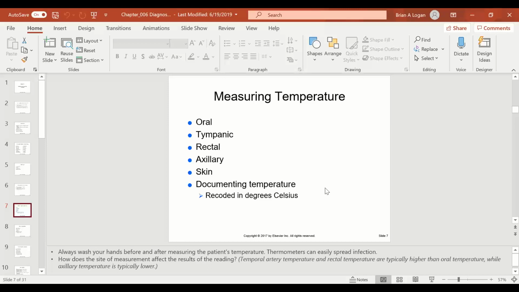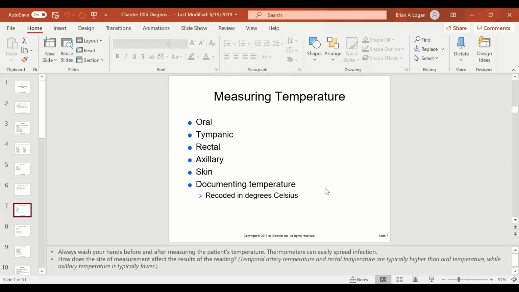And then whenever we document temperatures, we always record them in Celsius, which is another reason why we need to know those conversions. A lot of the instrumentation or the equipment is going to display it in Celsius. So it makes it easier for us to document it, but sometimes we're going to get it in Fahrenheit and we need to know how to convert.